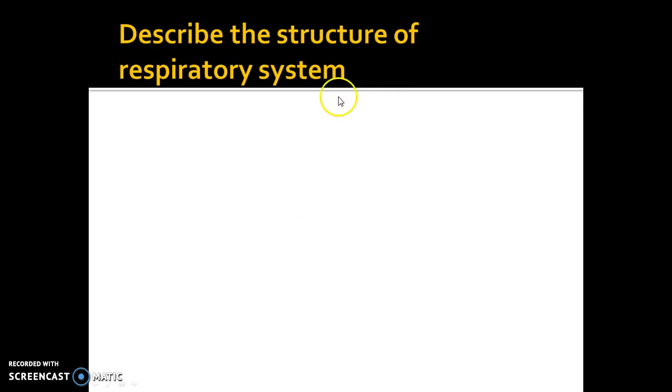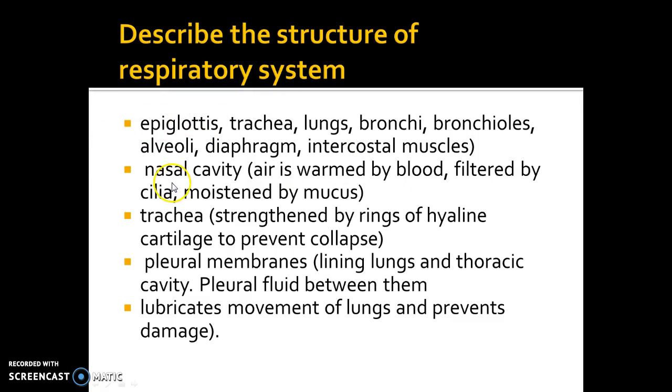Describe the structure of the respiratory system. From when we breathe in, what's the order? Okay, I'll show you. See if you can pause it and remember. You start, remember, with the epiglottis. Take it from there. You should be going epiglottis, trachea, lungs, bronchi, bronchioles, alveoli, diaphragm, intercostal. So remember we went through epiglottis, trachea, bronchi, bronchioles, alveoli. These last two aren't so important, but the others are the key bits you will need.